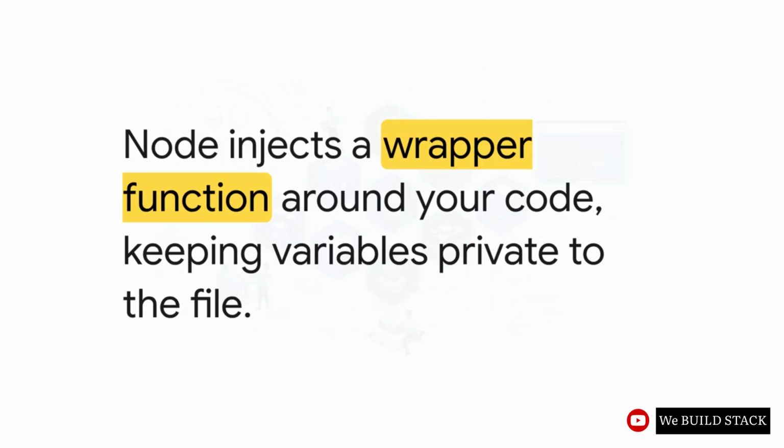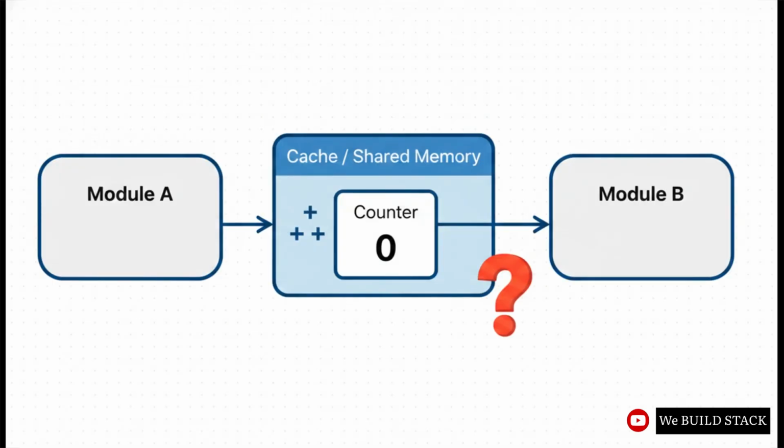Node is just secretly passing them in as arguments to this invisible wrapper behind the scenes. Okay, now for a bit of a magic trick to test step 3, the require cache.